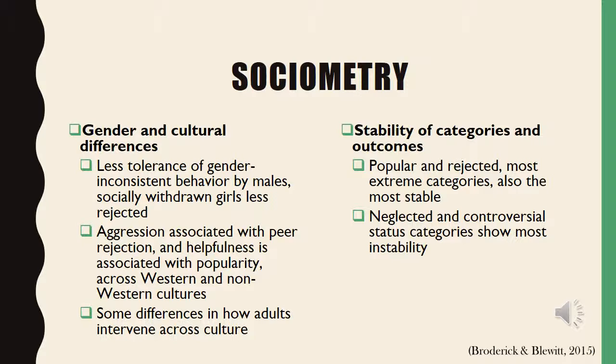And then there are some differences in the way adults intervene across cultures. When somebody finds themselves falling into the popular or the rejected category, these are the most extreme categories, but also the most stable. These don't tend to change much over time. So if you're getting a lot of positive nominations or a lot of negative nominations, that can be really difficult to move out of that category.